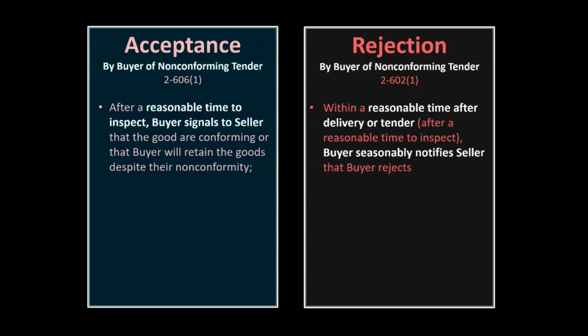First, after a reasonable time to inspect the goods, the buyer signals to the seller that the buyer is accepting the goods. Note here the similarity between this form of acceptance by the buyer and rejection by the buyer. In both circumstances, within a reasonable time after the seller's tender or delivery of the goods, the buyer tells the seller, as the buyer manifests the buyer's intent as to whether she is accepting or rejecting.